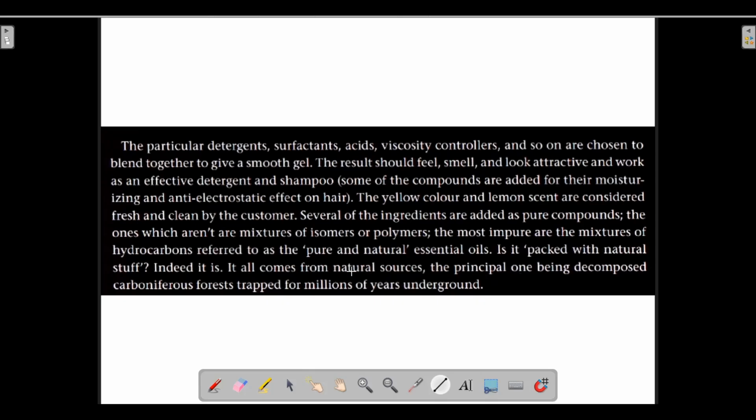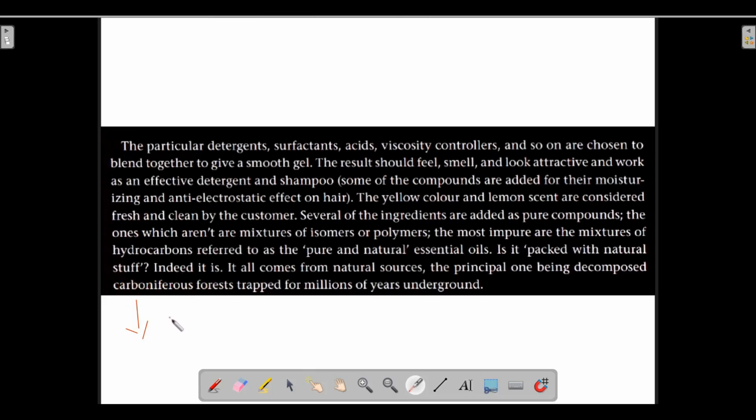And what is the carboniferous period? The carboniferous period is a period millions of years ago. During that period, whatever plants and animals died and got buried under the ground, from that we get the crude oil. So that is why it is called carboniferous forest. If you search the geological time scale of earth, you will understand what the carboniferous period is.